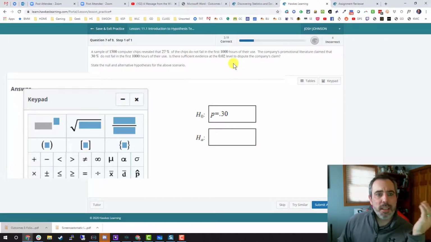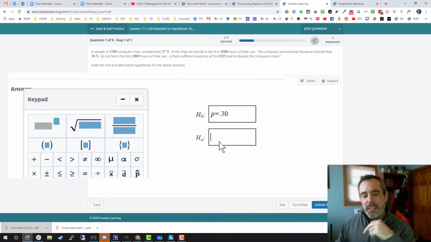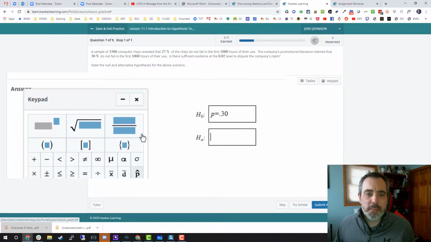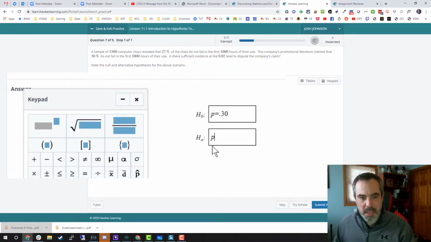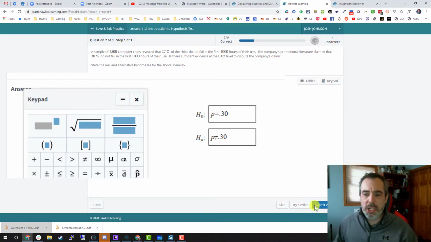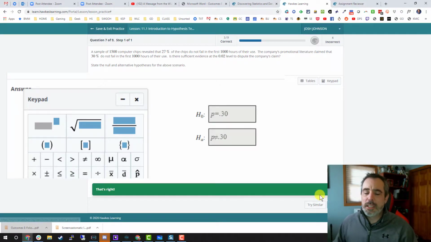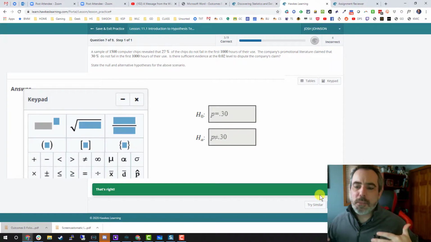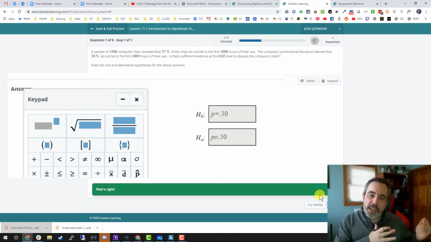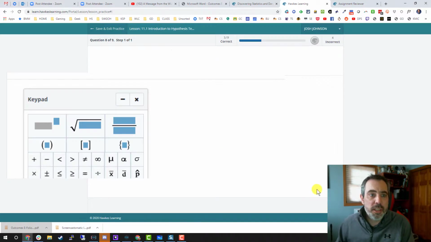Now, am I saying that I want less than or less than or equal to? Sometimes it's a little bit harder. Since the company promotional literature claimed that 30% do not fail, and I want to dispute their claim, I'm just going to say that P is not equal to 0.30. Now, it could be that it's higher or it's lower, right? That's really the critical thinking. Am I only looking for lower? Am I only looking for higher? Or am I looking just to disprove that?